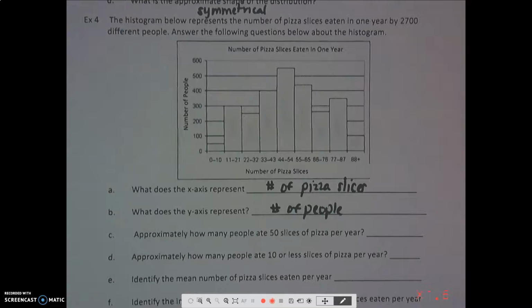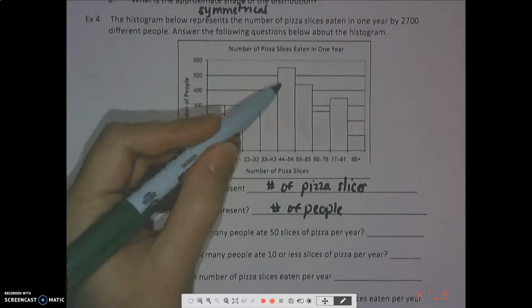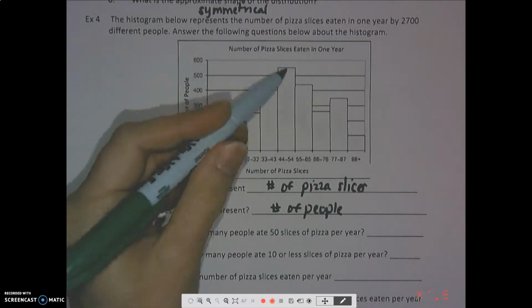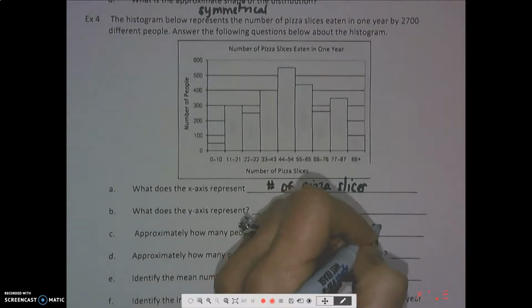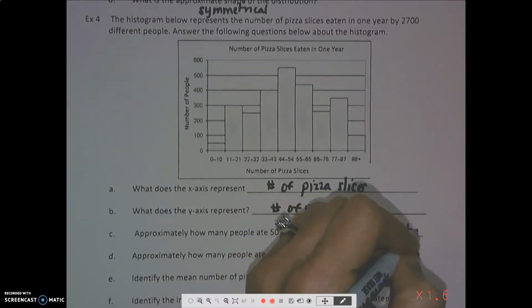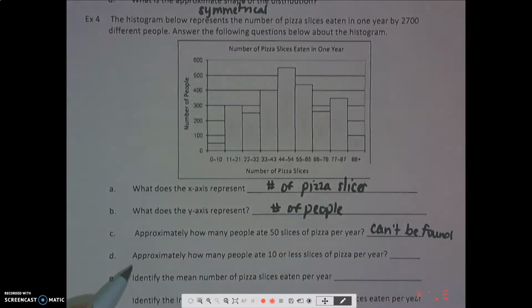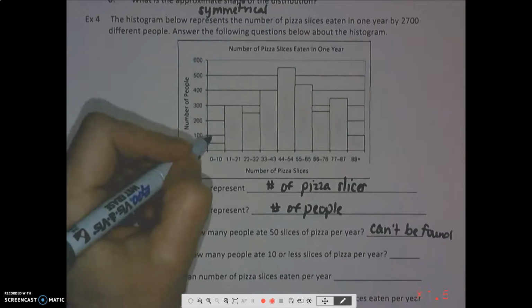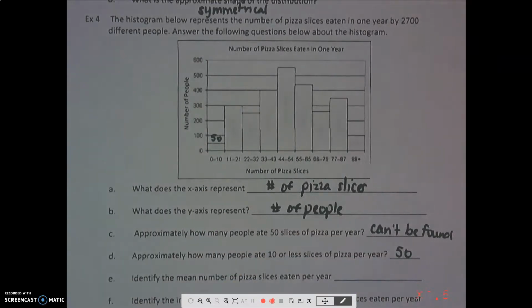Approximately how many people ate 50 slices of pizza per year? So based on this information, we know that 50 slices of pizza is somewhere in this, but we have absolutely no idea how many of those people ate 50 slices. So we're going to say can't be found. Approximately how many people ate 10 or less slices? Because it says 10 or less, we can look here. There are 50 people that qualify for that.